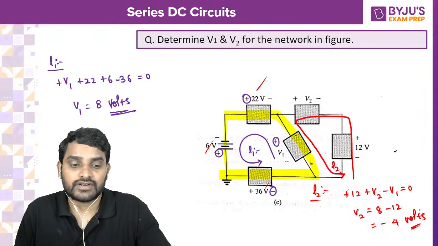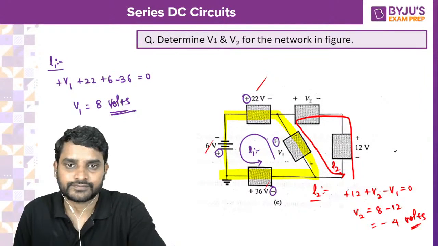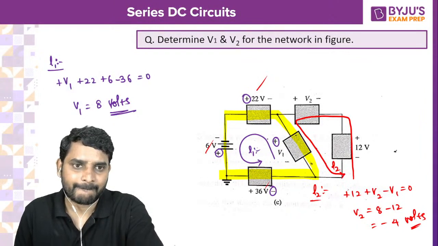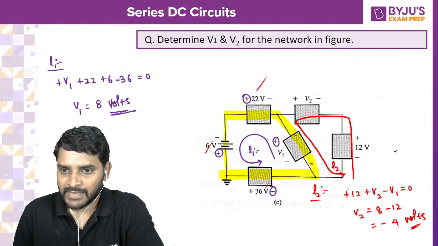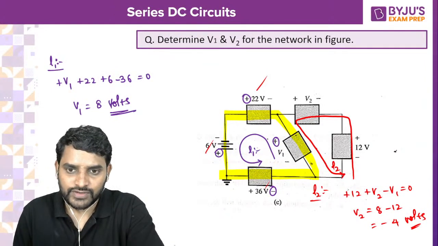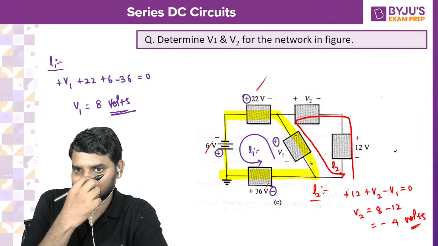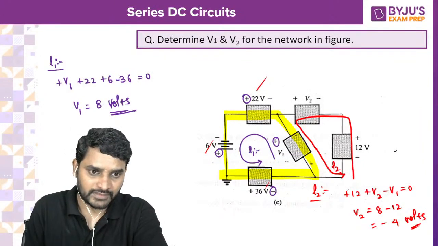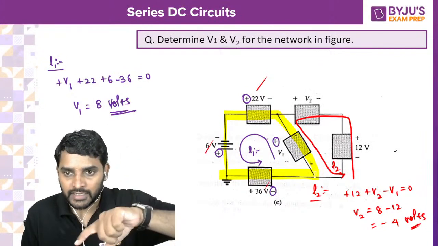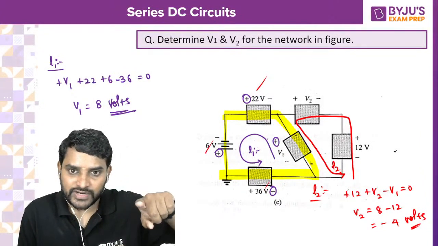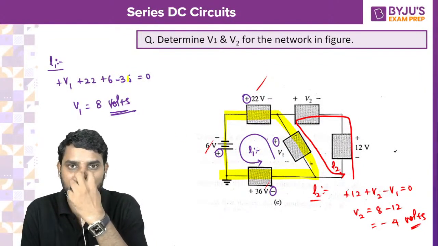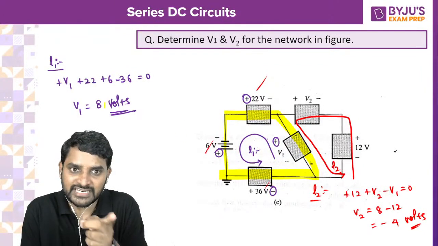Is it minus 4? Sorry, V2? Or is it 20? V2 is 20. Let's check once again. Plus V1 plus 22 plus 6 minus 36. So how much is it? 28 minus 36, it will be minus 8. So V1 is equal to 8.